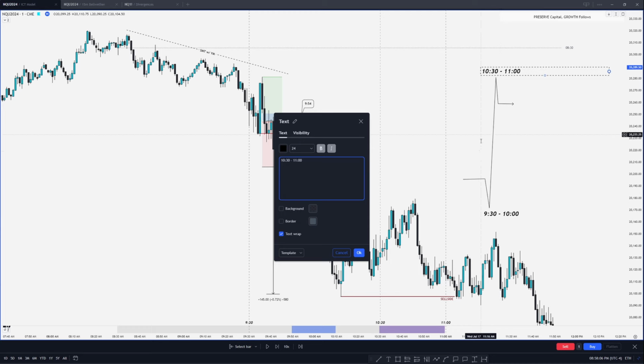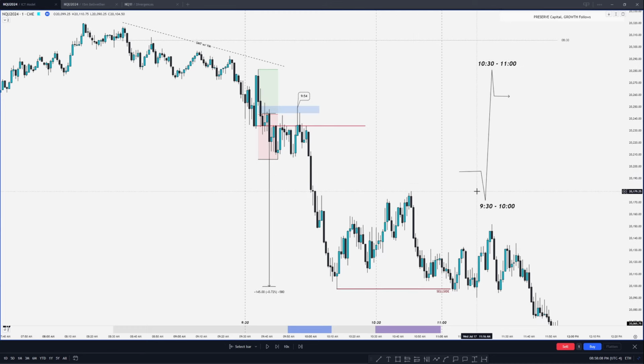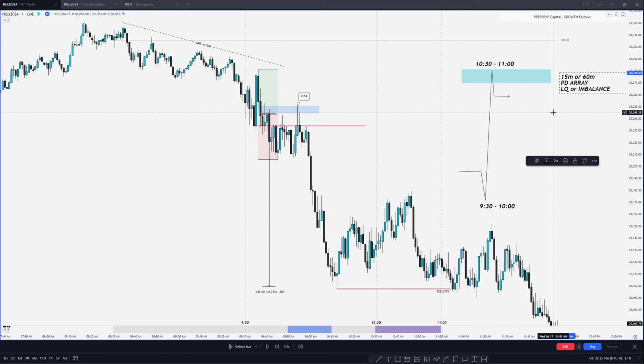And the timed high will be between 10:30 to 11 o'clock. Now, what can you do with this information? Well, if there's a reason where we should continue to displace, you can obviously hold until time, and this will reach into a 15-minute or 60-minute PD array, and that includes liquidity or imbalance.